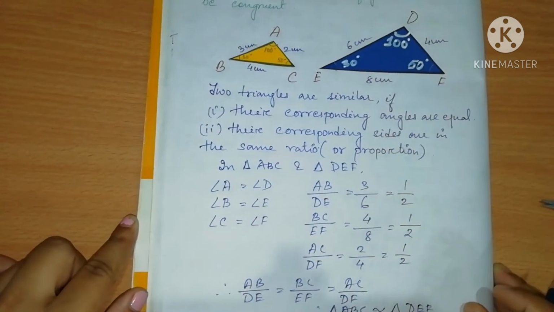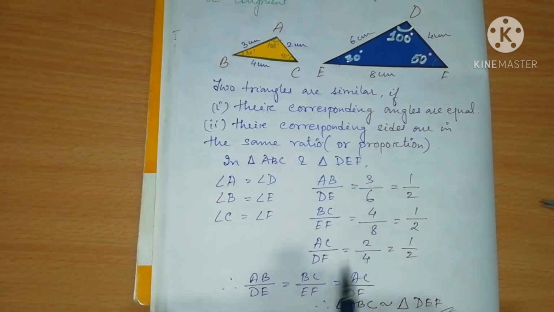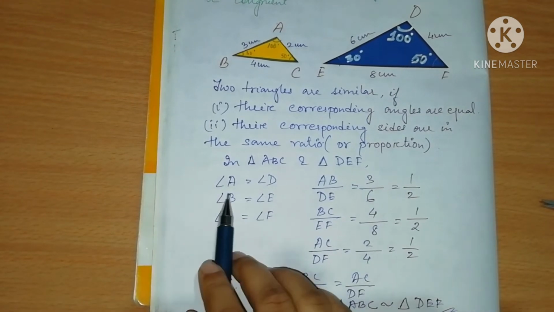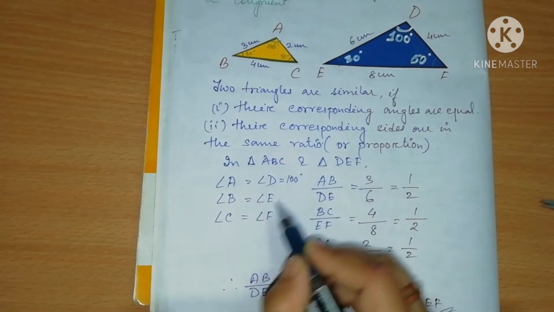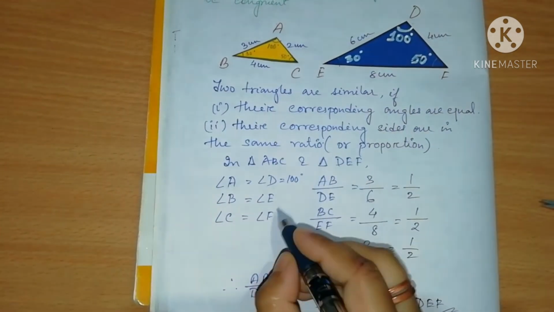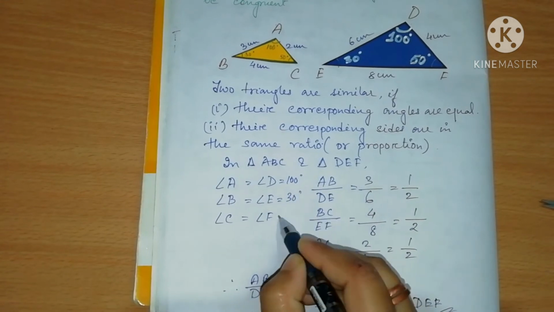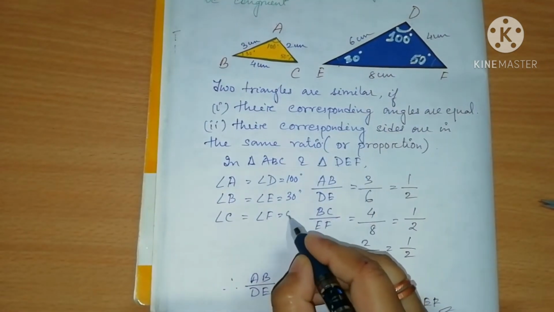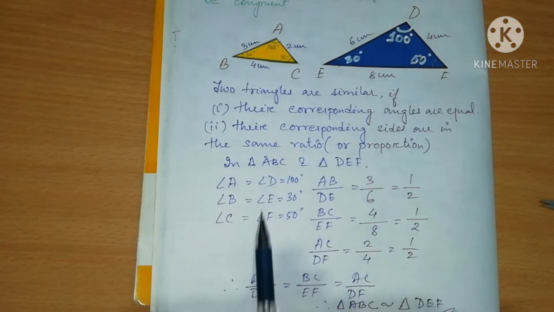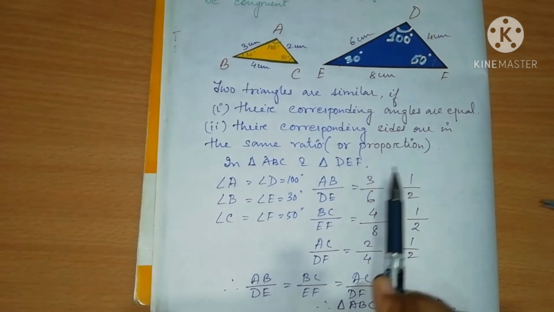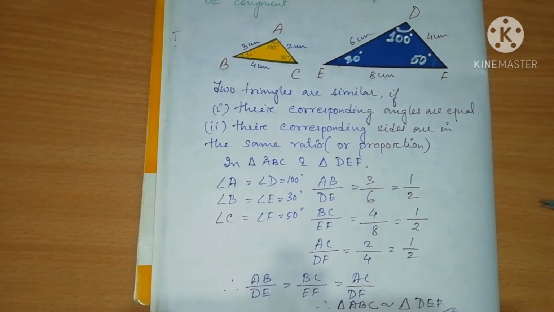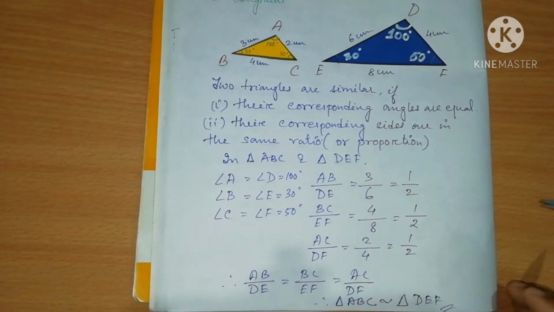To prove that two triangles are similar, we need to do it in this way. Angle A equals angle D, 100 degrees. Angle B equals angle E, 30 degrees. Angle C equals angle F, 50 degrees. So the angles are equal and the corresponding sides are in the same proportion, which is half. So these two triangles will be similar. This is the way two triangles can be proved similar.